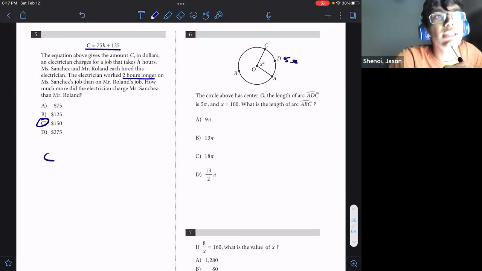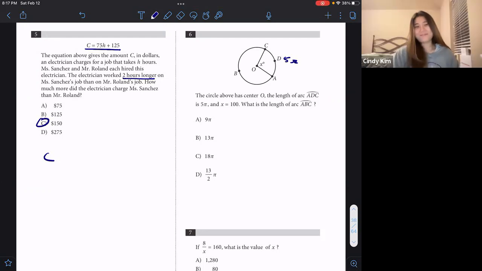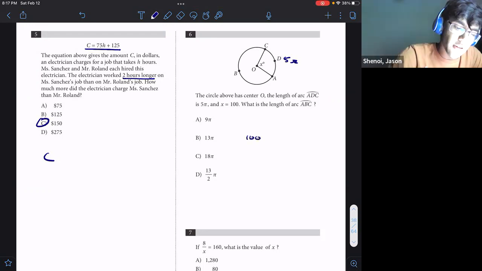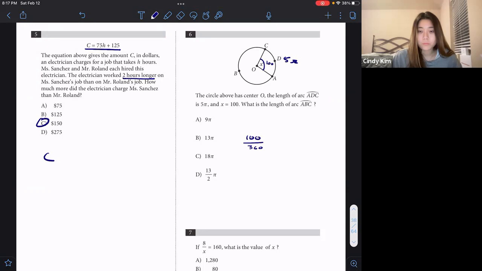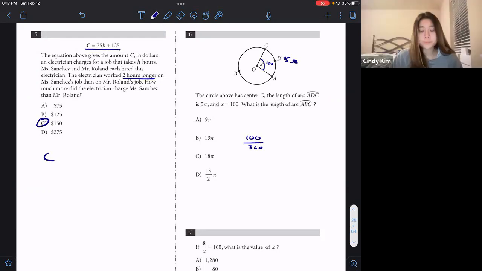So you can do this in a proportion. This is the easy way to do this. How many degrees are inside a circle? 360. Very good. So 100 over 360. Let me rephrase that. If this is 100 degrees, that's how much this part of the circle is. So that's 5 pi in our ratio.